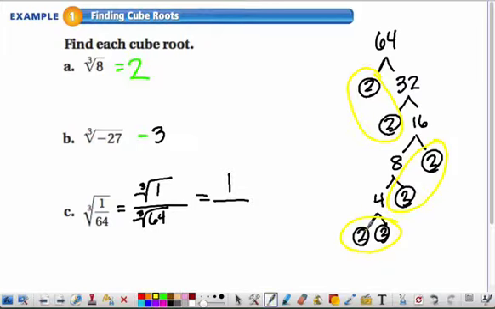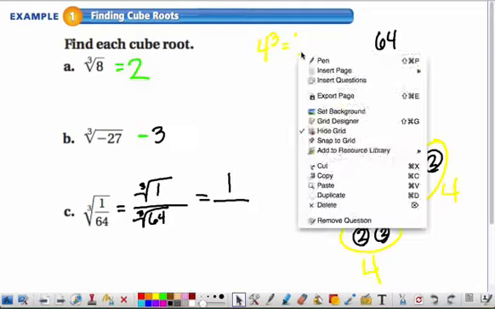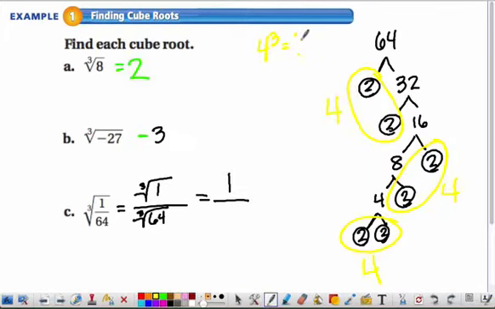Well, when you multiply that out, 2 times 2 is 4. 2 times 2 is 4. 2 times 2 is 4. So essentially what we're saying is 4 times 4 times 4 is 64, which means that 4 cubed is 64.